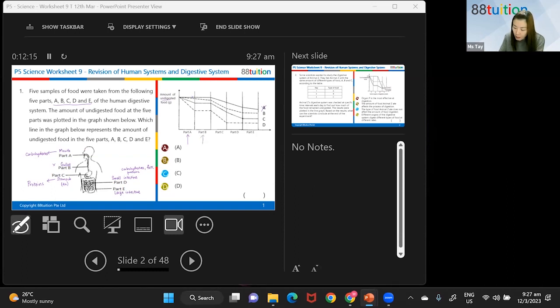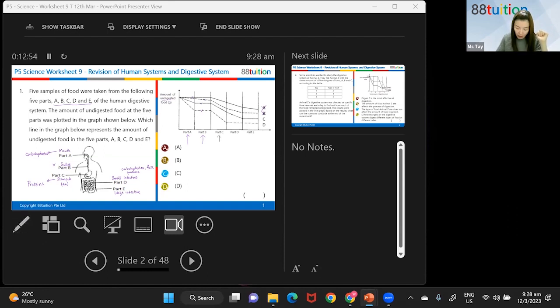Let's look at the next part. Part B, gullet. Tell me about the gullet. No digestion. So the undigested food should stay constant. Yes or no? So it's going to stay the same throughout. So this is correct. A, I already crossed out, right? A, no need to look at it anymore. So I look at B. B tells me this is wrong. I cross out B. So now my B is also being crossed out. Do you see how this is done? Okay, learn these techniques.